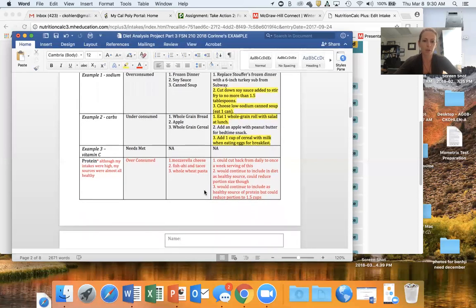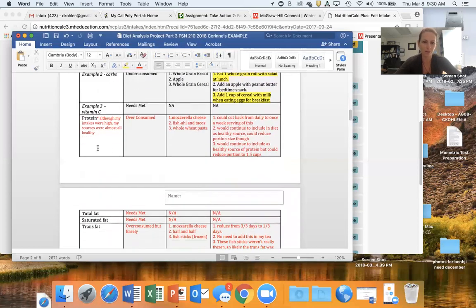So for example, protein, and this was kind of a tricky one for me, and I'll explain it. If you feel you had a special situation with one of the nutrients, you can explain it too. So I actually overconsumed protein, but all of my sources of protein were pretty healthy. The only one that I felt that I could eliminate was mozzarella cheese. I don't need as much saturated fat or dairy sources of protein, but the other ones were okay.